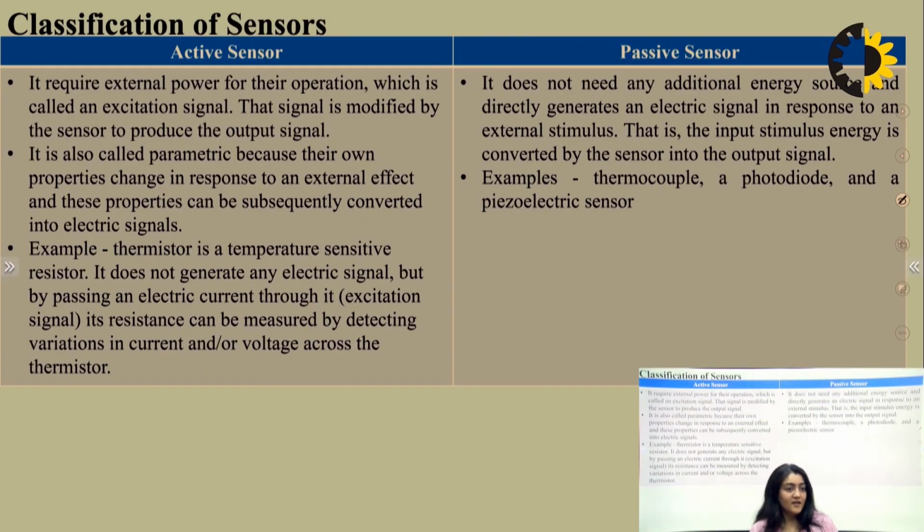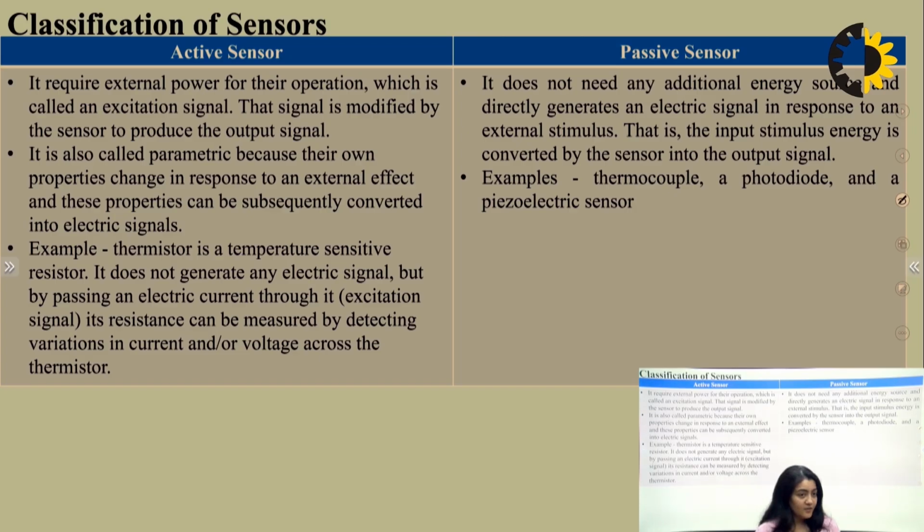Then let's classify the sensor. Sensors are classified into two broad categories, active sensors and passive sensors. Active sensors are those which require an external power supply, meaning they need external power for their operation. This external supply is called the excitation signal, and this signal is modified by the sensor to produce the output signal. It is called parametric because their own properties change in response to the external effect, and these properties can subsequently be converted into an electric signal.